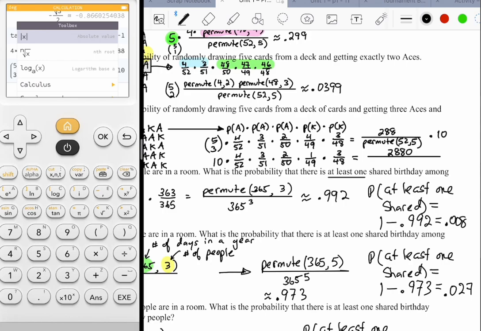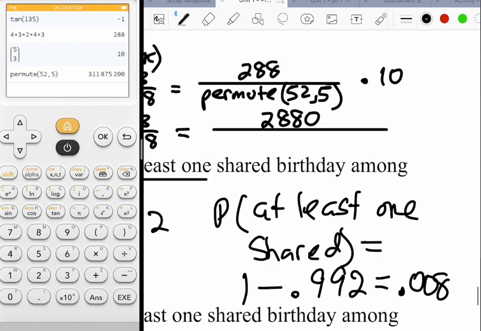Normally you start off up here, scroll down to see probability, you'll see combinatorics, and then you'll see the stuff that we need. Permute in this case, and we're putting in 52 and 5. So 311,875,200.